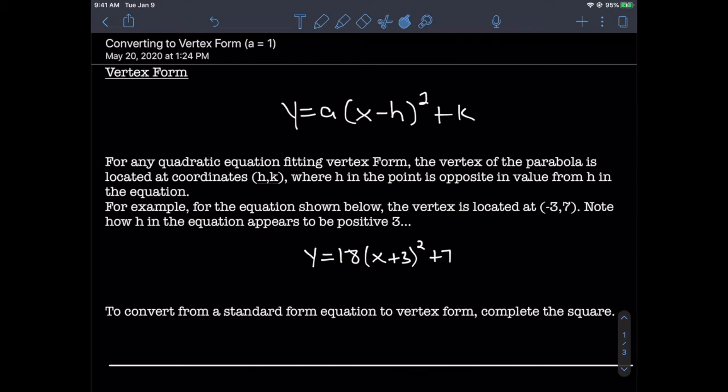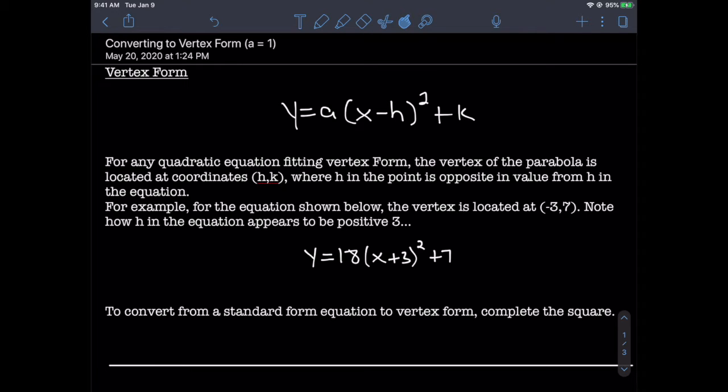This comes down to the fact that in the general vertex form, we have x minus h. Now, you needn't worry about this right now, as long as you always remember that if you're trying to write the vertex from a vertex form equation, you must make sure that you switch the sign of the number inside the parentheses. So now we know what vertex form is and we know how to use it.